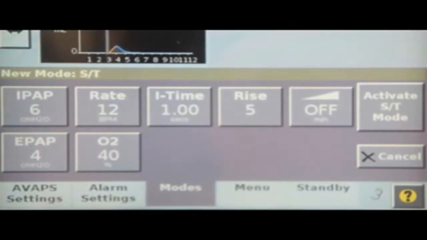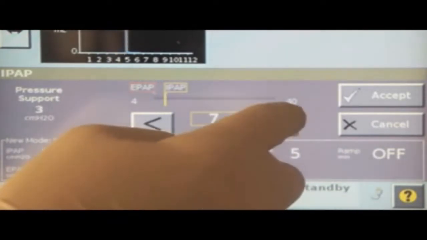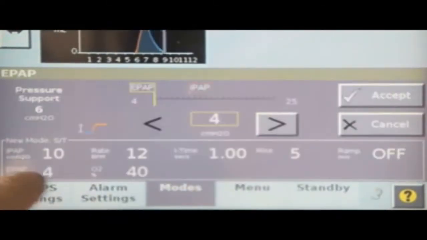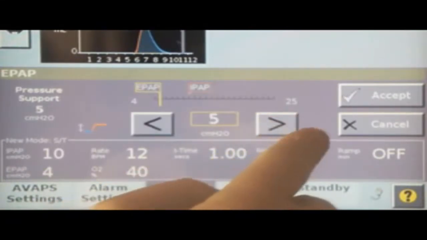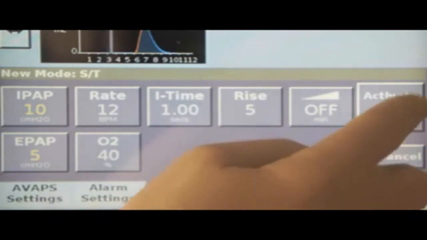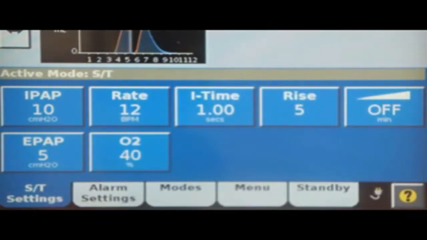Next, enter the initial settings. Start with low pressures and adjust upward as needed. If BPAP is being used, set the initial inspiratory and expiratory pressures to 10 and 5 centimeters of water, respectively. Accept the settings to activate the mode.